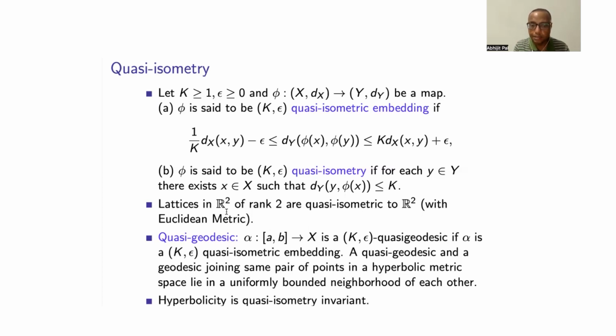We'll be proving the stability property of these quasi-geodesics. So what is that? A quasi-geodesic and a geodesic joining the same pair of points in a hyperbolic metric space lie in a uniformly bounded neighborhood of each other. This fact is called stability of quasi-geodesics. Using this, we can prove that hyperbolicity is a quasi-isometry invariant. That is, if you are given a quasi-isometry from X to Y, and you know that X is a hyperbolic metric space, then Y will also be a hyperbolic metric space.